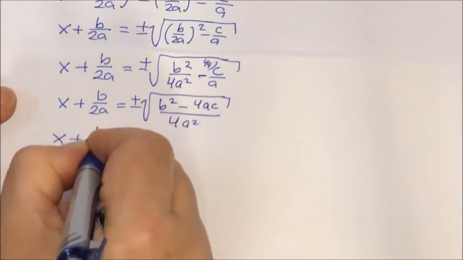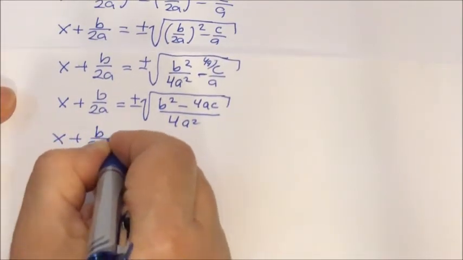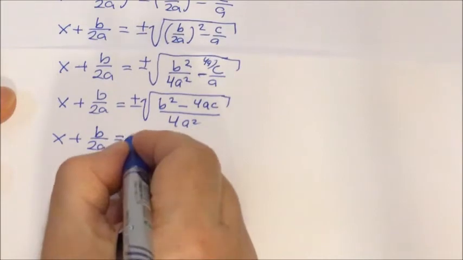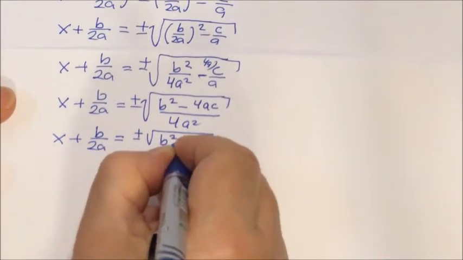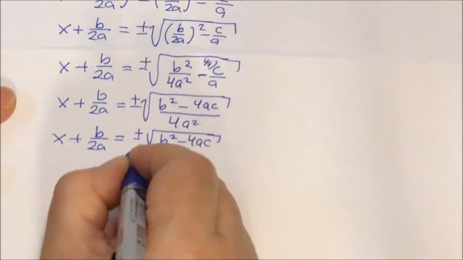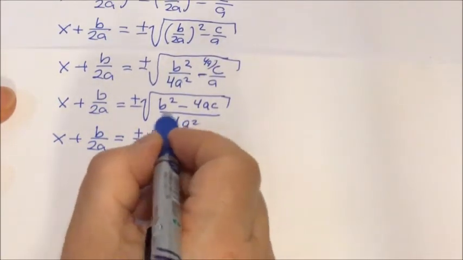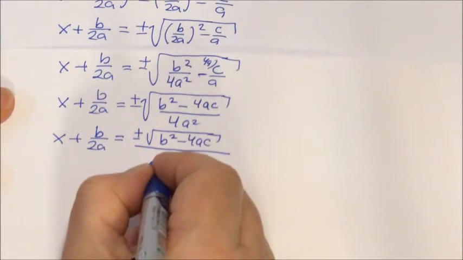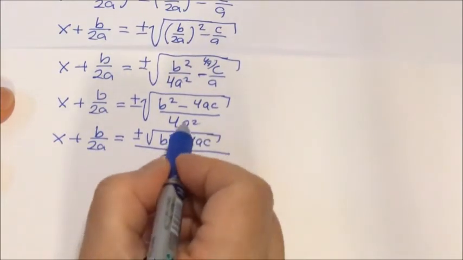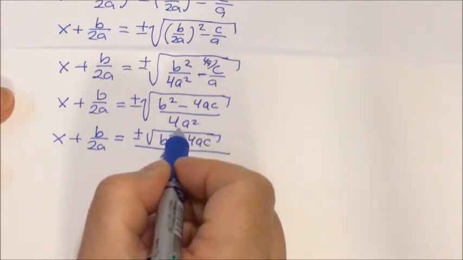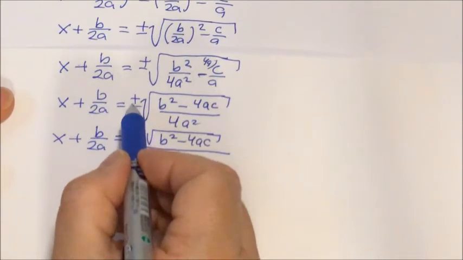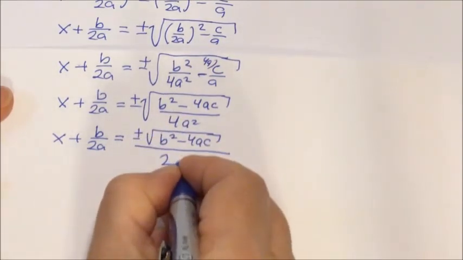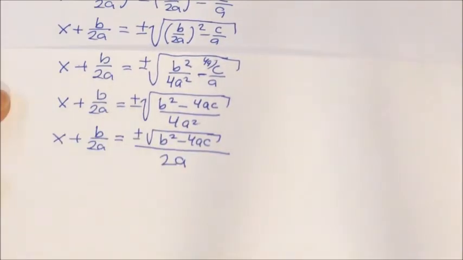Now let us take the square root of the rational expression separately. x plus b divided by 2a equals plus or minus square root of b squared minus 4ac divided by, if we take the square root of this, the square root of 4 is 2, and actually the square root of a squared is the absolute value of a, but because we here have the plus and minus signs, we don't need to bother about that, so the denominator is 2a.